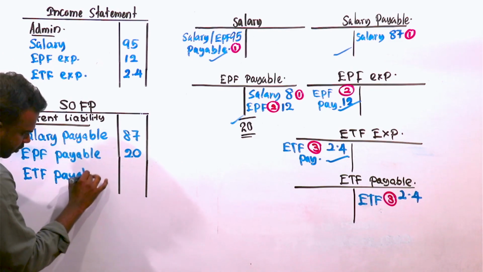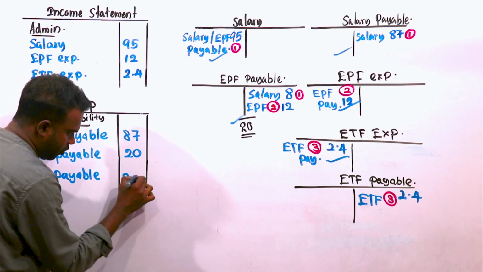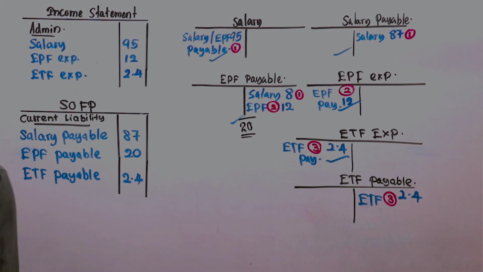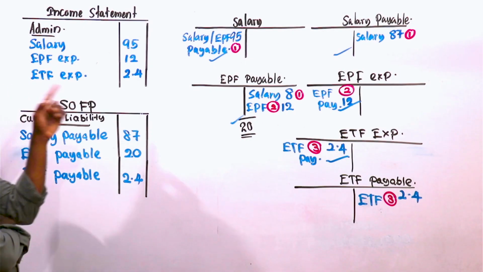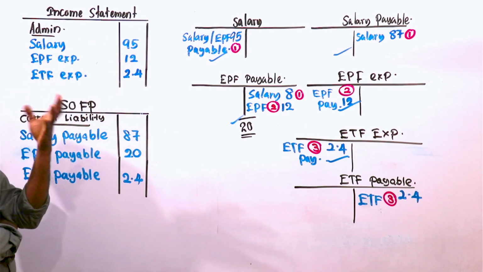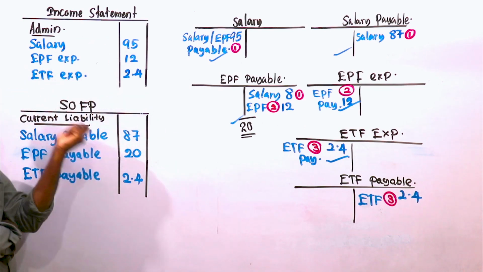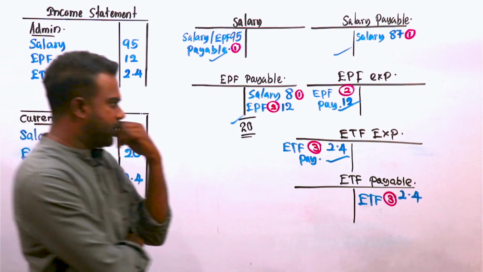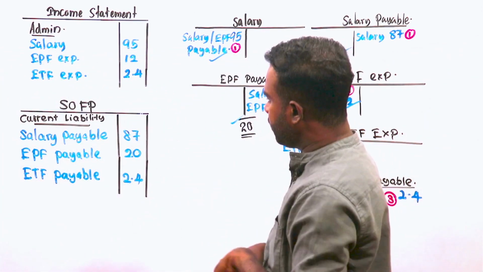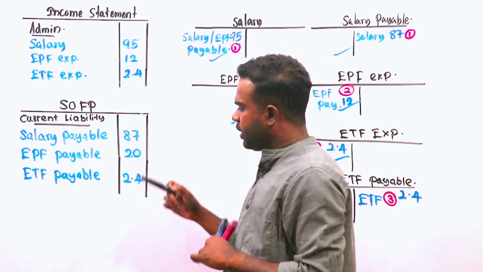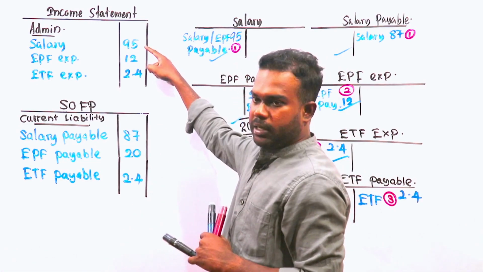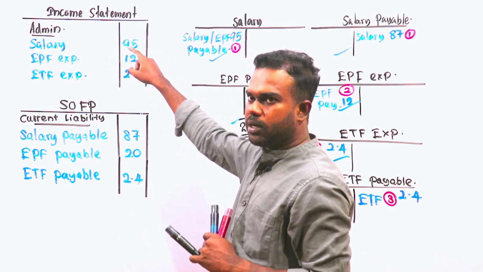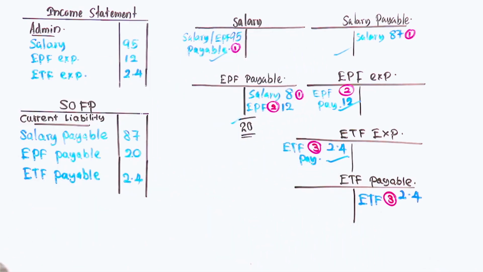Fine. Wait a minute. There are a few things to explain. Now please tell me, here salary means what? Should the salary expense be gross salary or net salary? And salary payable, is it gross salary or net salary? Look at the differences. We also have to identify EPF payable and ETF payable. Under salary in administration expenses, is it gross salary or net salary?